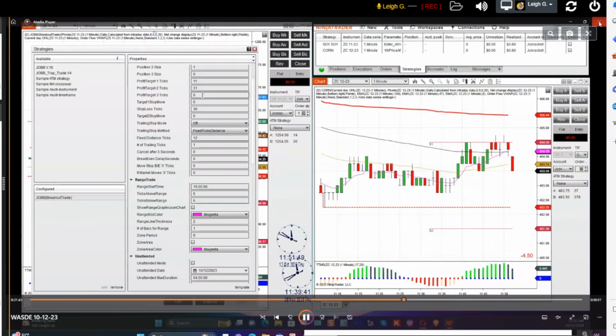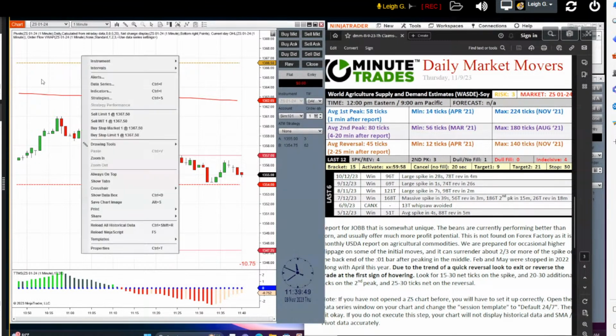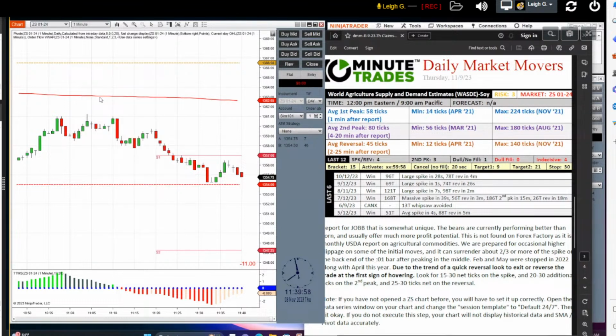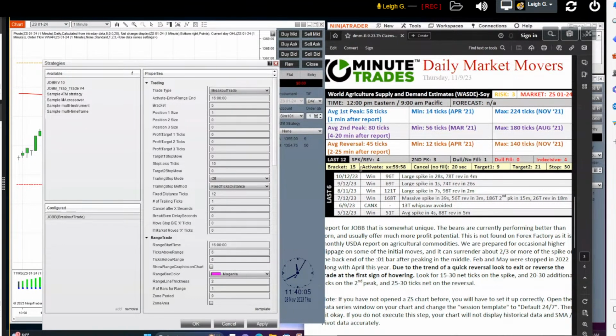So WASDE on soybeans. And I'm going to be fairly close to our DMM with a little bit of modification on the targets. That's the main thing that I'm going to do differently. So we're going to have a breakout trade on soybeans, and I like the 15 bracket.